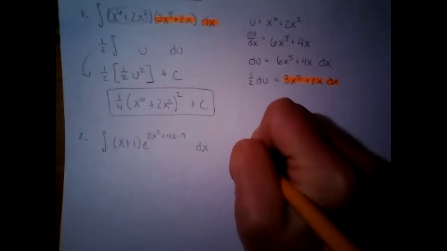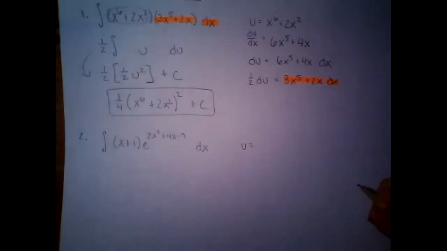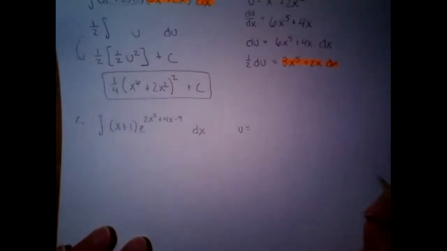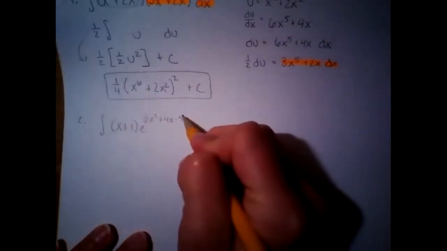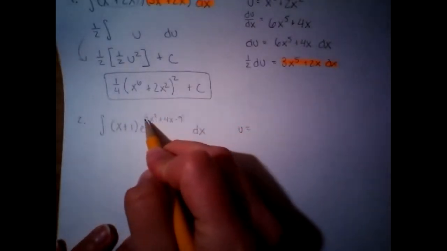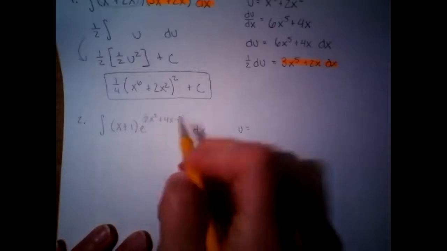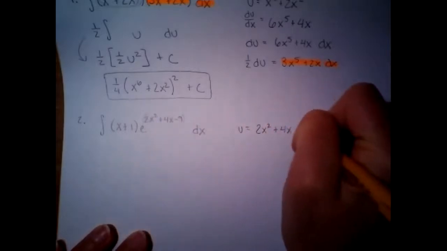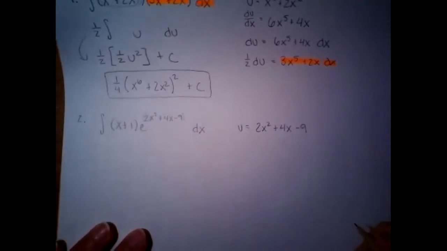Right, so we have to decide what to let u equal. But again, if you pick the wrong thing, it's just not going to work, and you'll be like, oh, guess I should pick something else. But you want it to be whatever is the guts of the problem, like the inside stuff or whatever's the highest power. The inside of the problem is e to the stuff. We're going to let u equal all of that. So u is going to equal that.